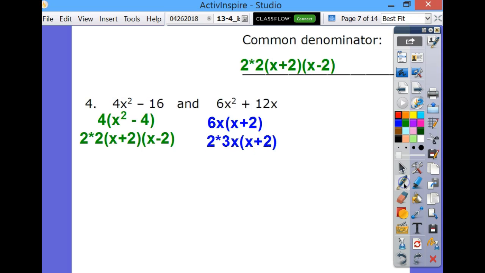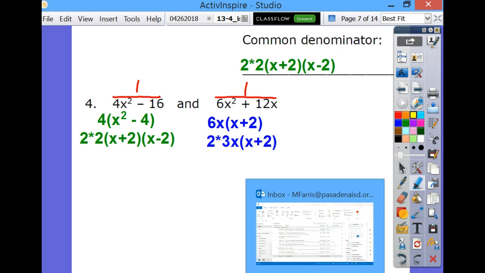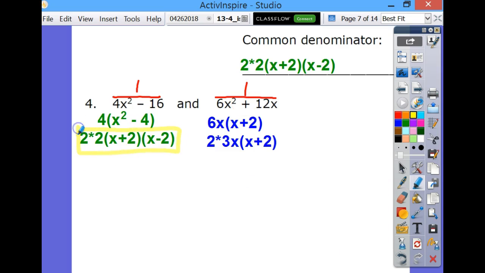Example 4. Again, yesterday we already factored it out, so we would be ready to find my common denominator today. You start with the first denominator. It's got to have at least that much. Then, does it already have a 2? I don't need another one. Does it have a 3?